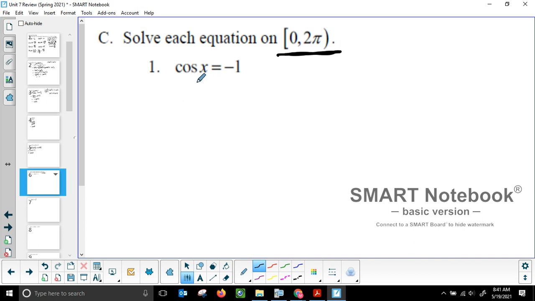It just says, where is cosine of x equal to -1? All we have to do is look at our unit circle, and that occurs at pi. And that's it. There's really no work for this, nothing to do. You just look at the unit circle and give your answer.